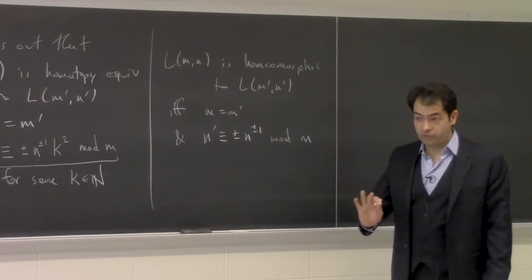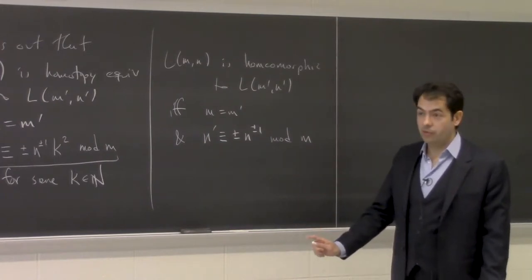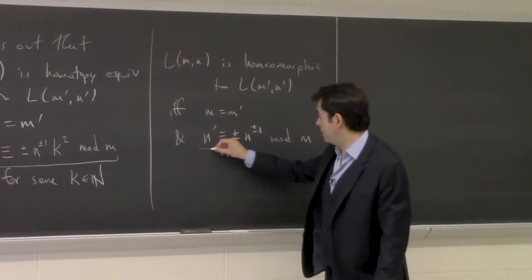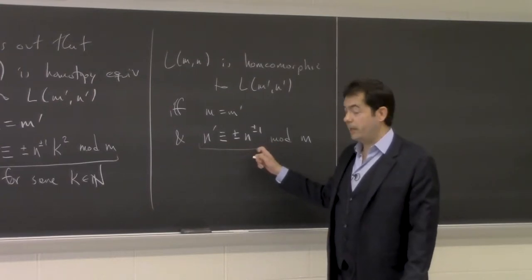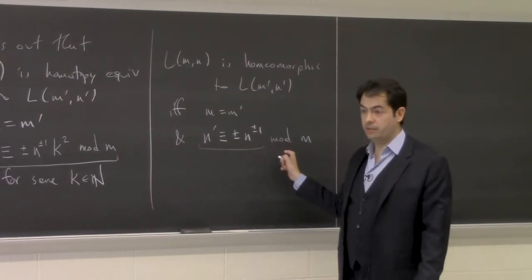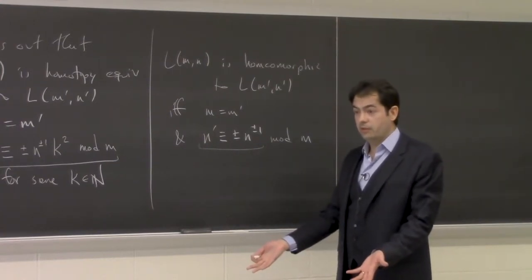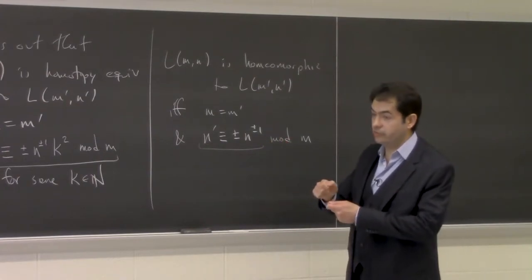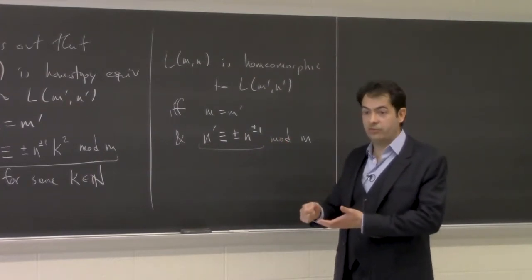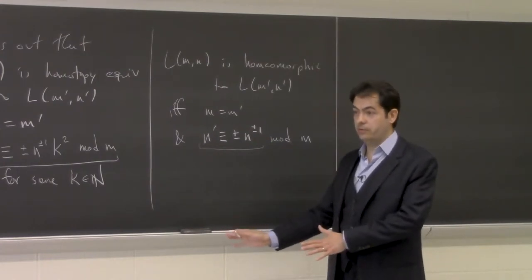Okay, so just a second. So what difference does n make? Two n's will give you the same space up to homeomorphism if they satisfy this property. And if they don't, then you get different spaces. So even though you are modding out by the action of Cm, you have different actions of Cm, and those different actions give you different spaces.